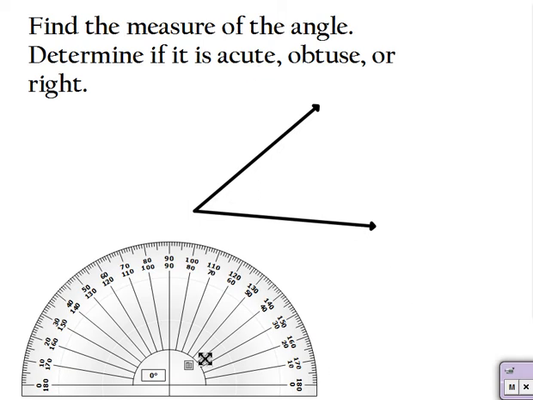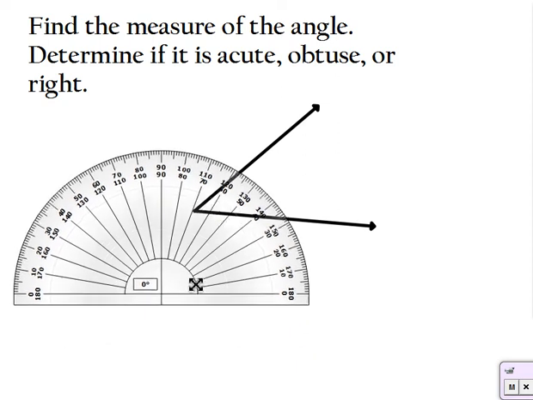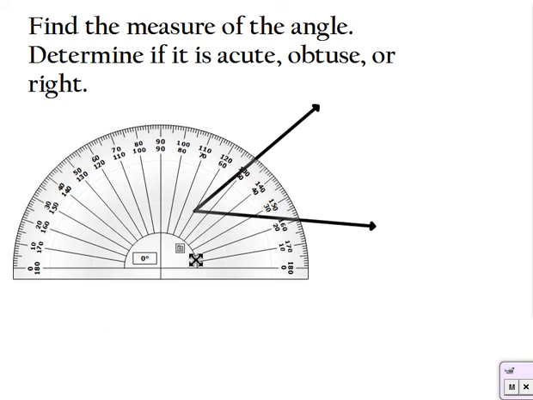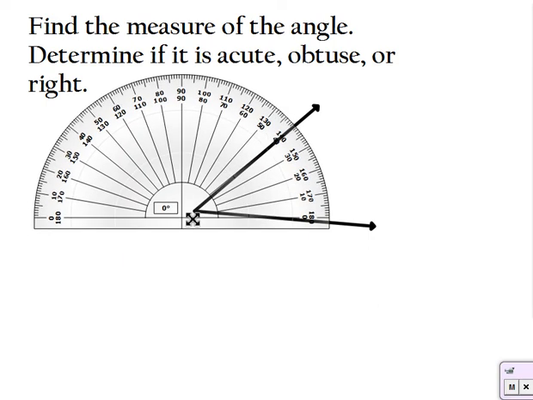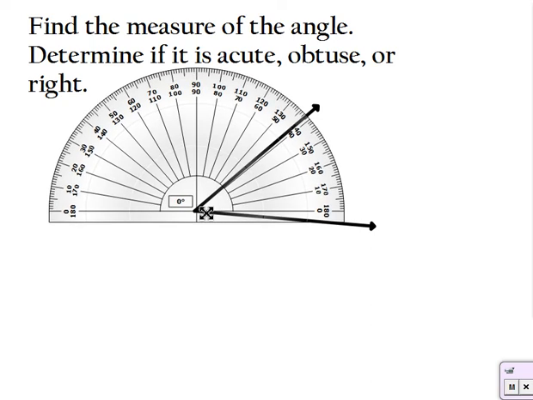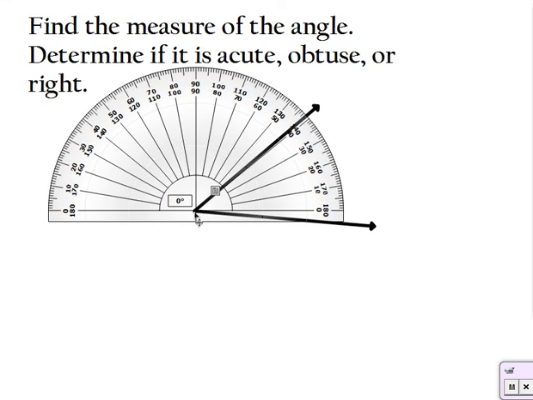So if I take my protractor, what I want to do first is line up this cross section here, this intersection of these two lines, with the vertex of my angle. The vertex is where the two sides of the angle meet. A lot of protractors, instead of just having two lines intersecting, have a small hole or circle here. Whatever it is, you want to line it up with the vertex of the angle.